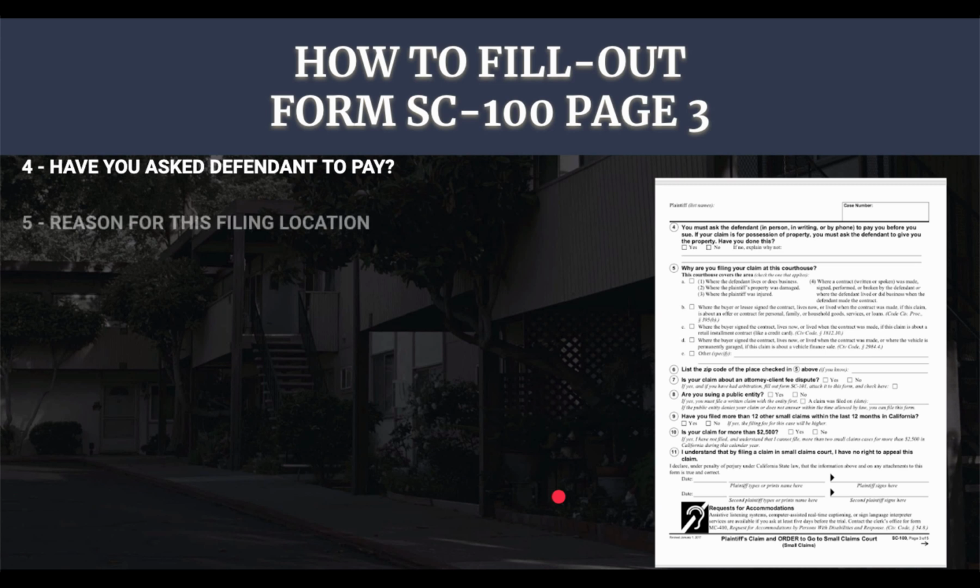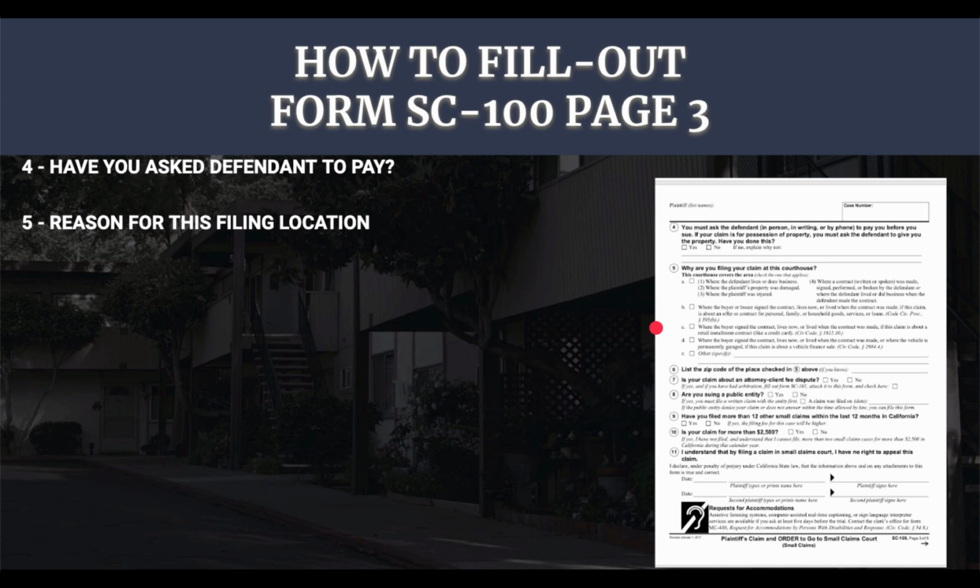Section 5, reason for this filing location. Where you file your location is important. You need to explain to the court why you are filing in this courthouse. Section 5 of the SC100 form gives you the reasons why you could be filing in this courthouse, such as where the defendant lives or does business. There's also additional reasons, so read over the reasons given in Section 5 and choose which one applies.